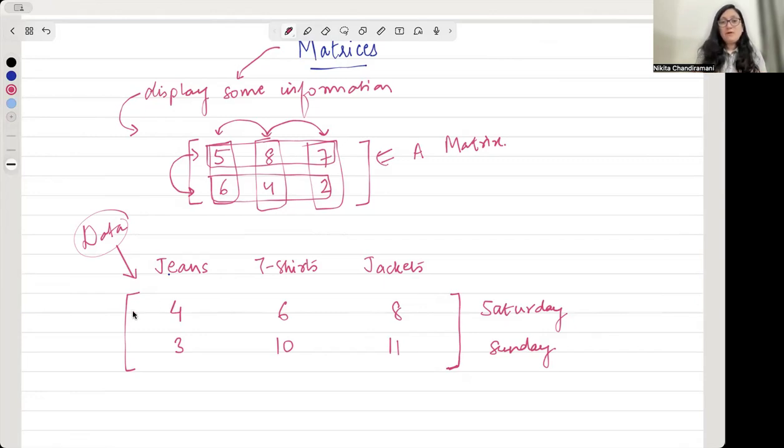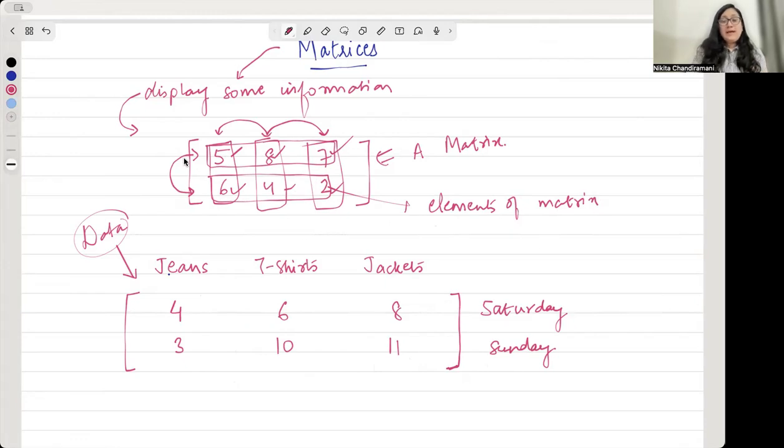Okay, so if I talk about the rows, there are two rows here which represent Saturday and Sunday. On Saturday, there were some sales of jeans, t-shirts, jackets. On Sunday, there were some sales of jeans, t-shirts, and jackets. And these numbers represent the number of sales that happened. They don't represent the cost, they just represent the number of items that were sold. Now we will talk about elements of the matrix. So these 5, 8, 7, 6, 4, 2 are all called the elements of the matrix.